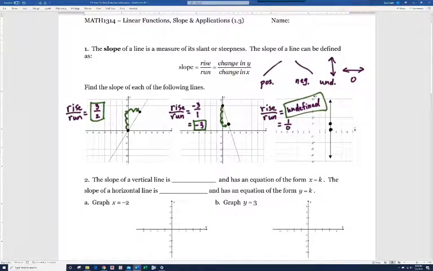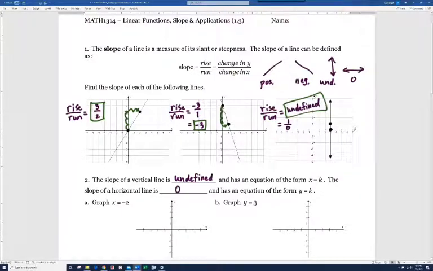These are all basic things that you need to understand about lines. All right, let's move on. On number 2, it says the slope of a vertical line. Well, we just talked about that. That's undefined, and has an equation of the form x equals k. The slope of a horizontal line is 0 and has an equation of the form y equals k.